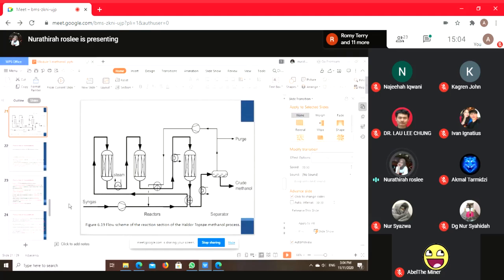The choice of methanol process design depends on various factors, such as type of feedstock, required capacity, energy situation, and also local situation. So that's all for my part.